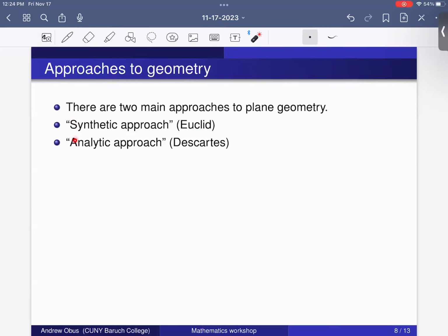And then there's a more modern approach called the analytic approach, which comes from Descartes. So this is much more recent. This is from the 17th century. And this is the idea of doing geometry by working with coordinates, right? Euclid did not use coordinates. So let me just elaborate a little bit on these two different approaches.